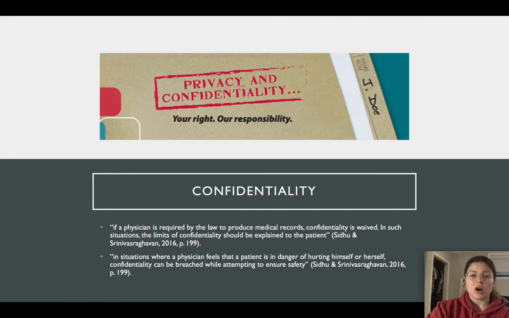Another aspect in regard to respect for autonomy is confidentiality. Patients have the right of privacy and confidentiality, but there may be some circumstances in mental health patients where this must be broken. For example, in situations where the law requires medical records or in situations where a patient is at risk of harm to themselves or to others, confidentiality must be broken to ensure safety.